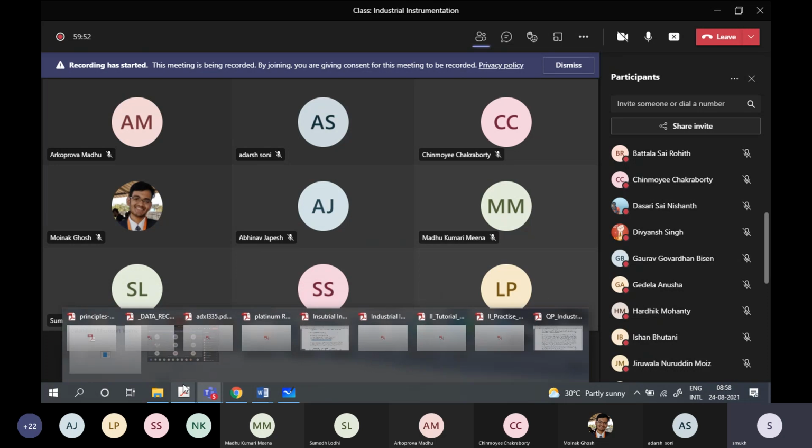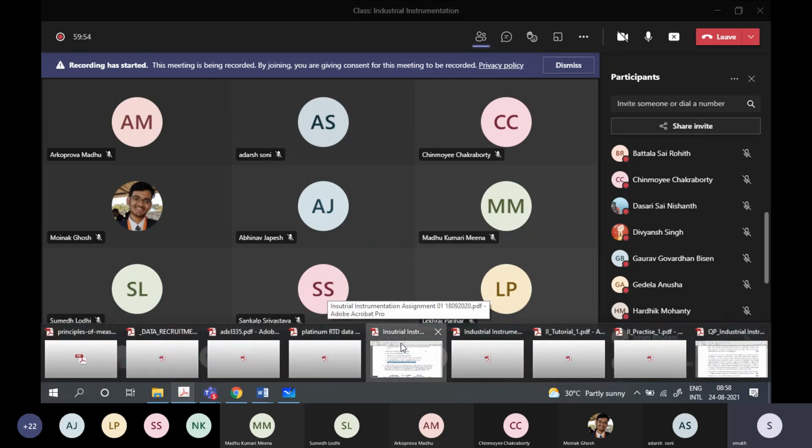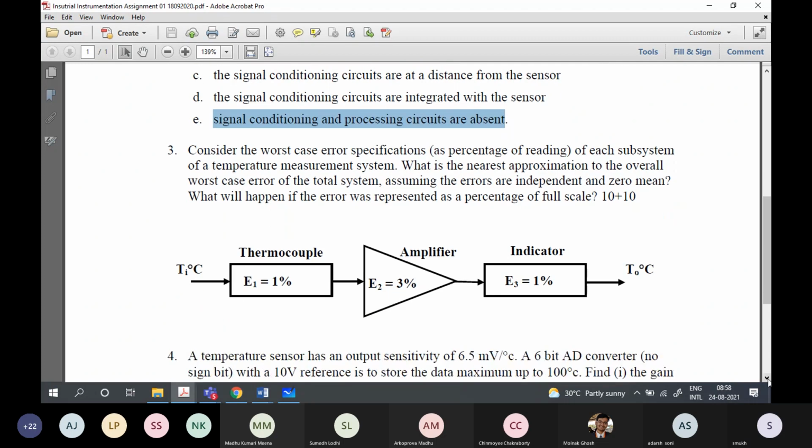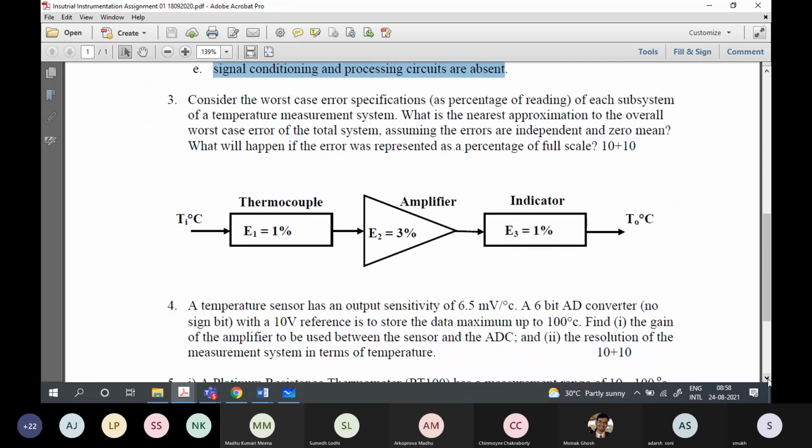Okay, so the next question, let's see. Can you do this one? Can you look at this? Problem number 3. There are three systems. One is a thermocouple giving some output, then it's going through an amplifier, and then it's going through an indicator.